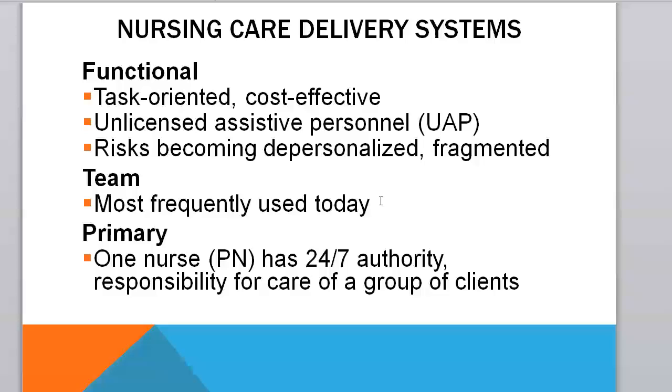And then the last one is primary care, and that's one nurse. The primary nurse has 24/7 authority, and this is the kind of care that I personally used to do when I worked in critical care. I was responsible for all the needs and all the care of the patient that I was assigned to. So I did their bath, I did their vital signs, I did their AccuCheck, or I did their blood sugars, and just gave all the care. And I didn't delegate that to anybody on my team because I was the primary nurse. Okay, so that's the different types of nursing care delivery systems that we see in some of the healthcare facilities of today.